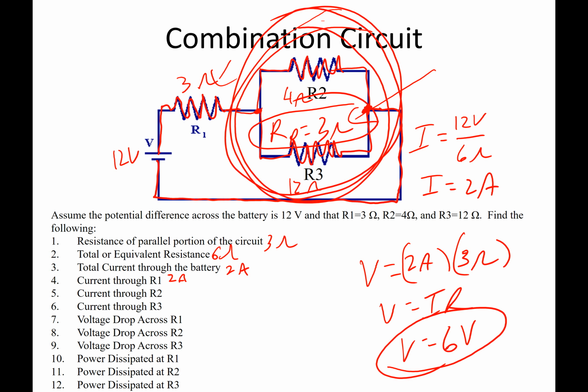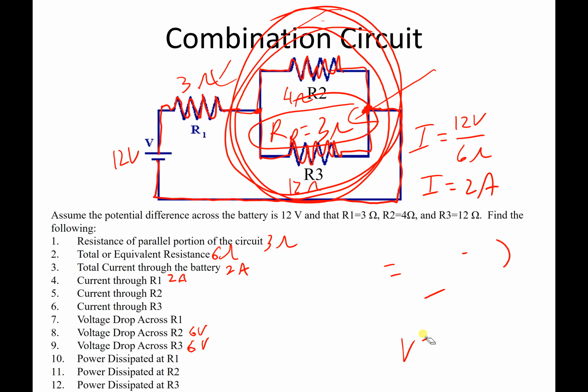But remember that in parallel, the voltage drop across the whole thing is also equivalent to the voltage drop across each branch. And in this case, since there's only one resistor on each branch, that's also the voltage drop of each of those resistors. So R2 voltage drop and R3 voltage drop are both 6 volts. Now that we have the voltage drops, we can find the currents through each of those branches.